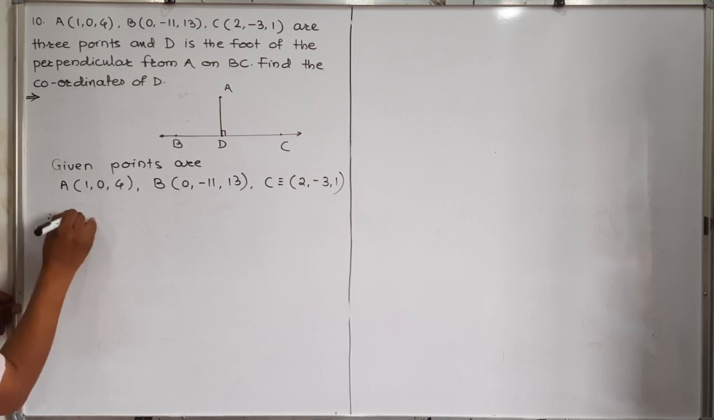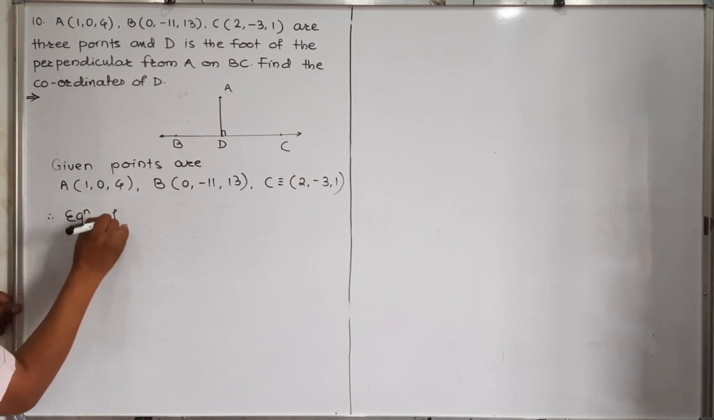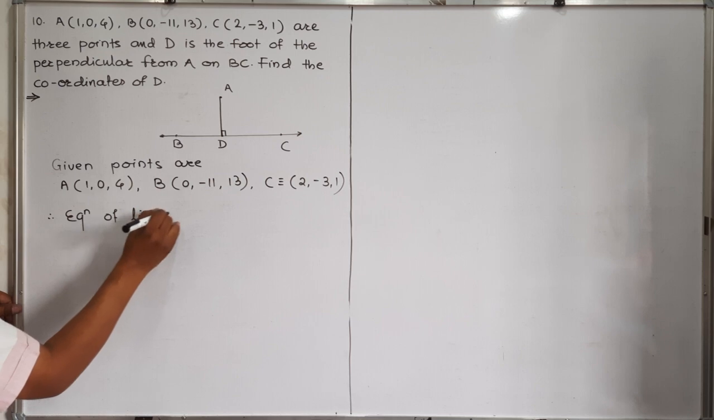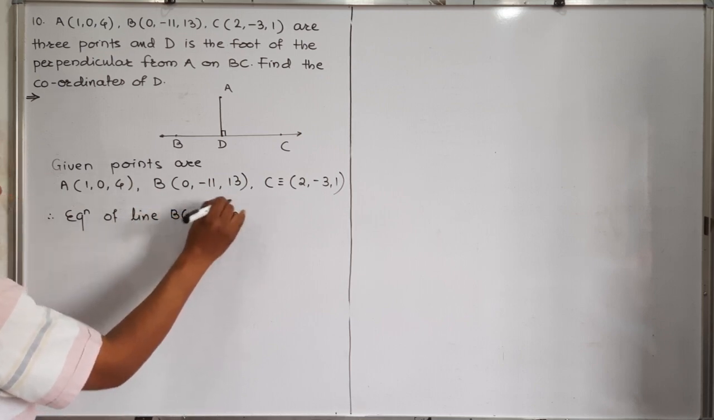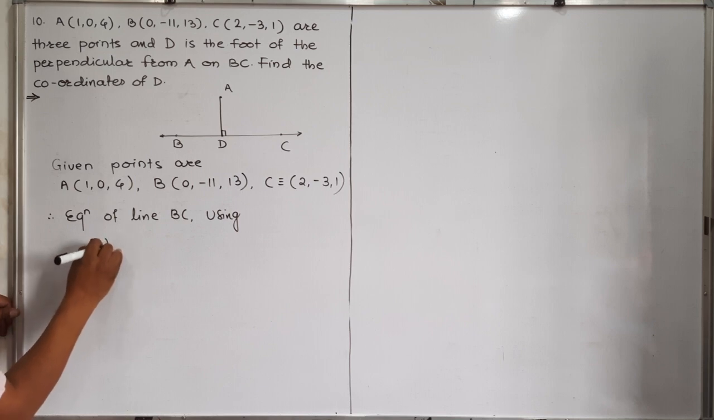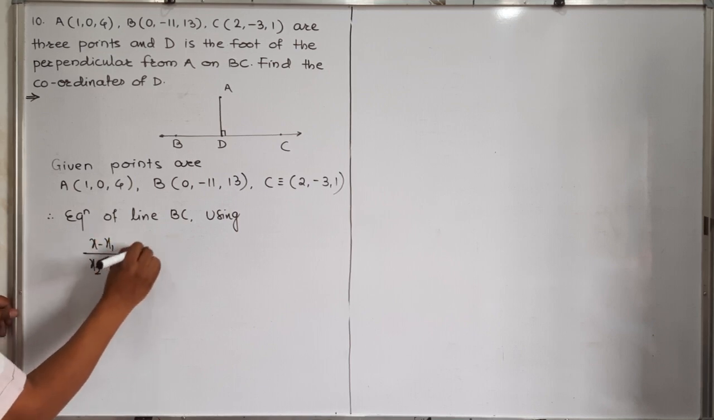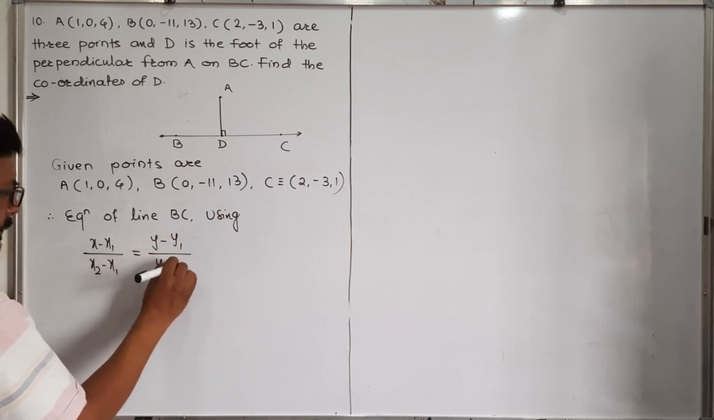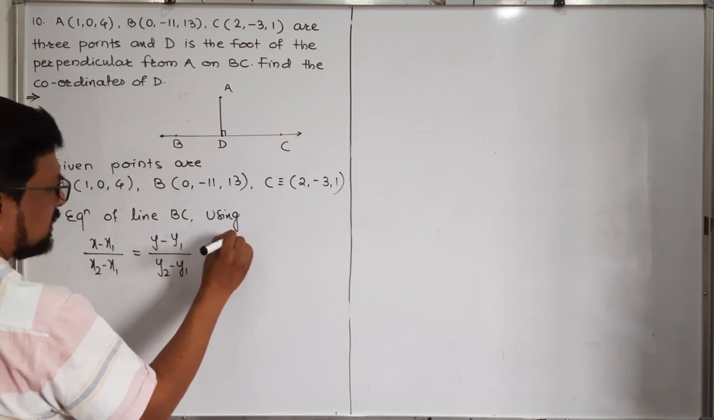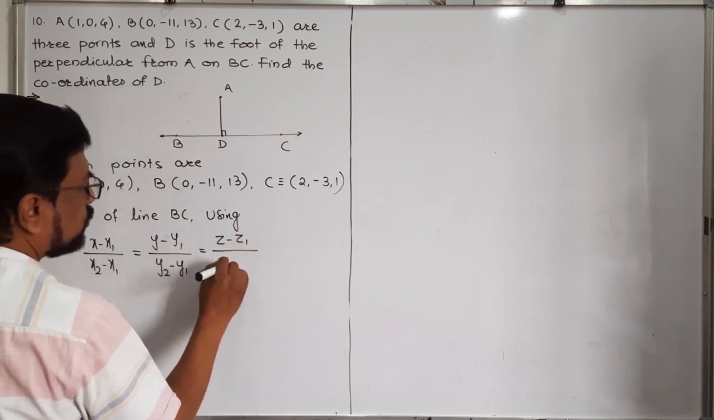Therefore, equation of line BC using x minus x1 upon x2 minus x1 is equal to y minus y1 upon y2 minus y1 is equal to z minus z1 upon z2 minus z1.